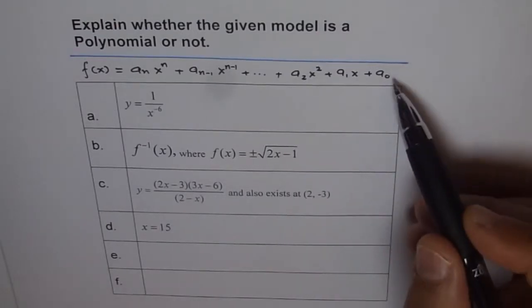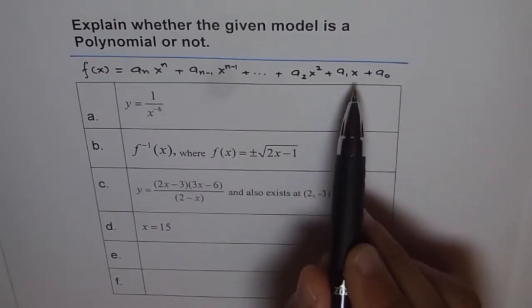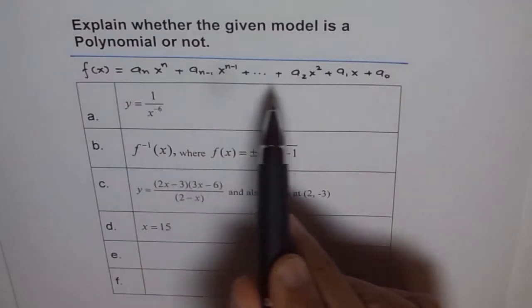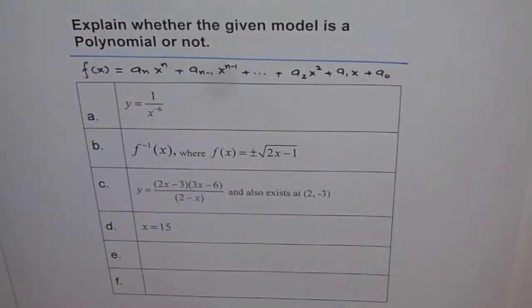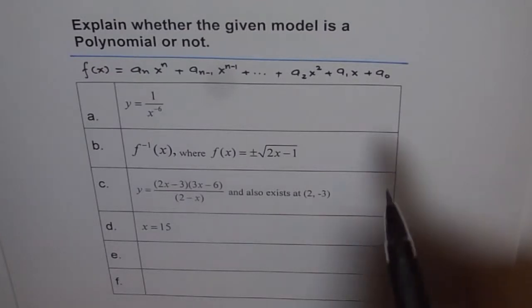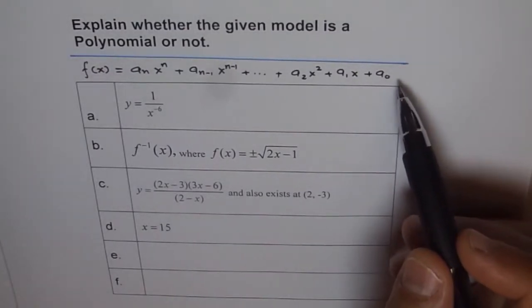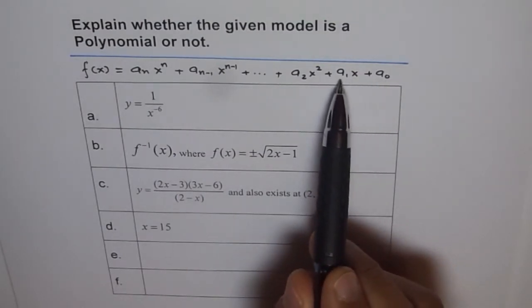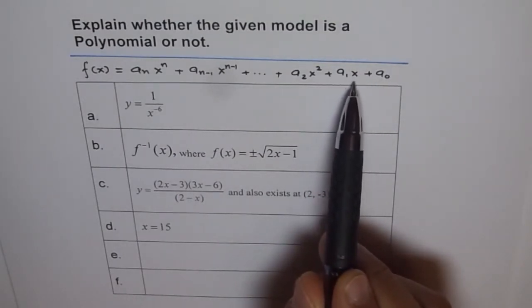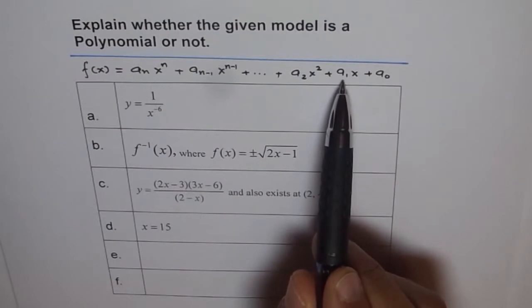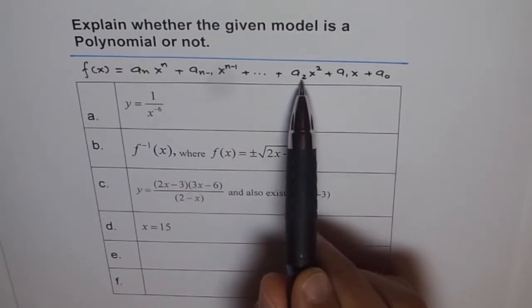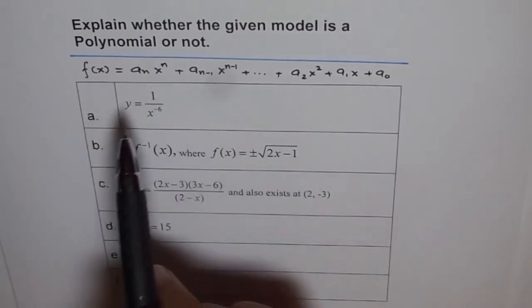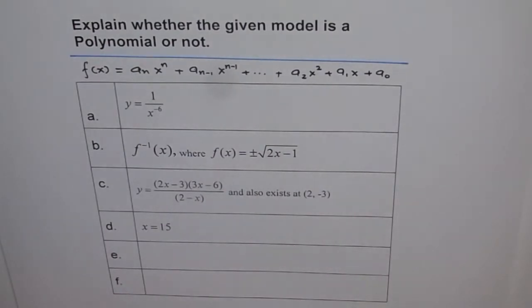And even a constant term, if the x terms are 0 and we just have a_0, then also it is a polynomial. Remember that. So it becomes a constant polynomial. If we have just two terms, it is linear, like y equals mx plus b. If it goes up to the next term, it's quadratic, and so on. That's the degree of the polynomial.